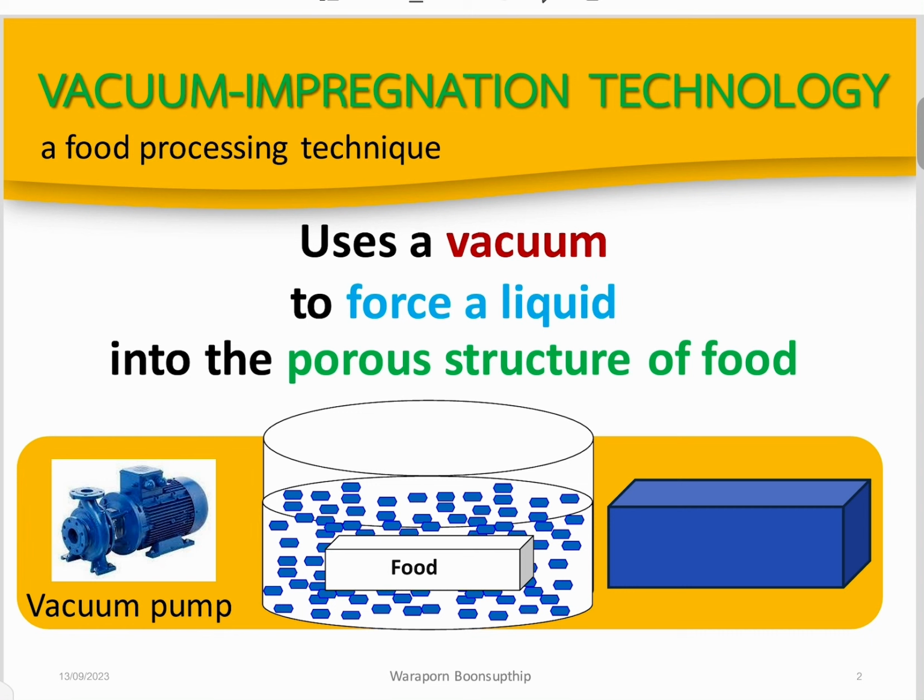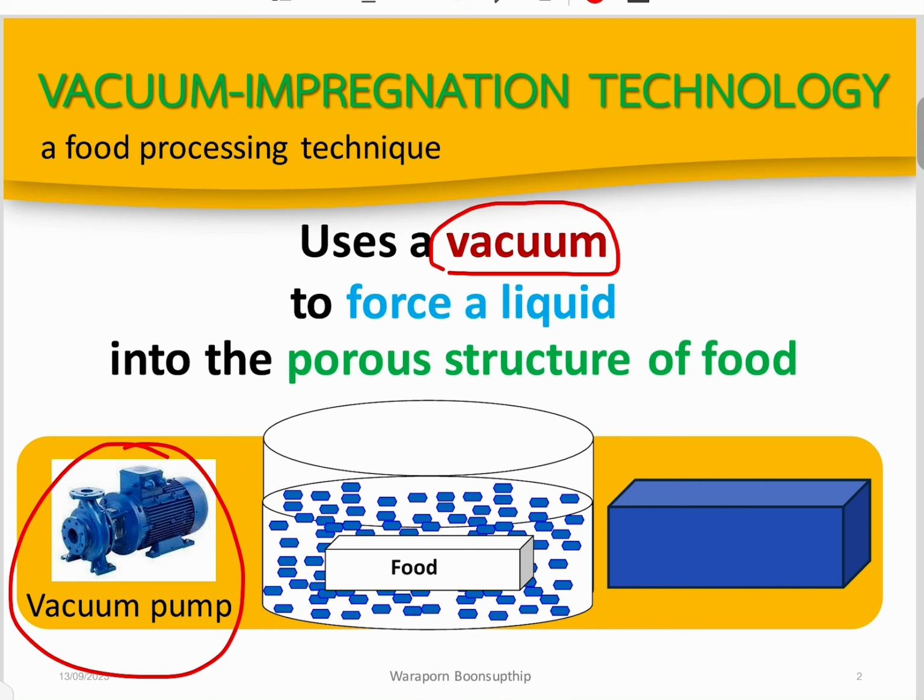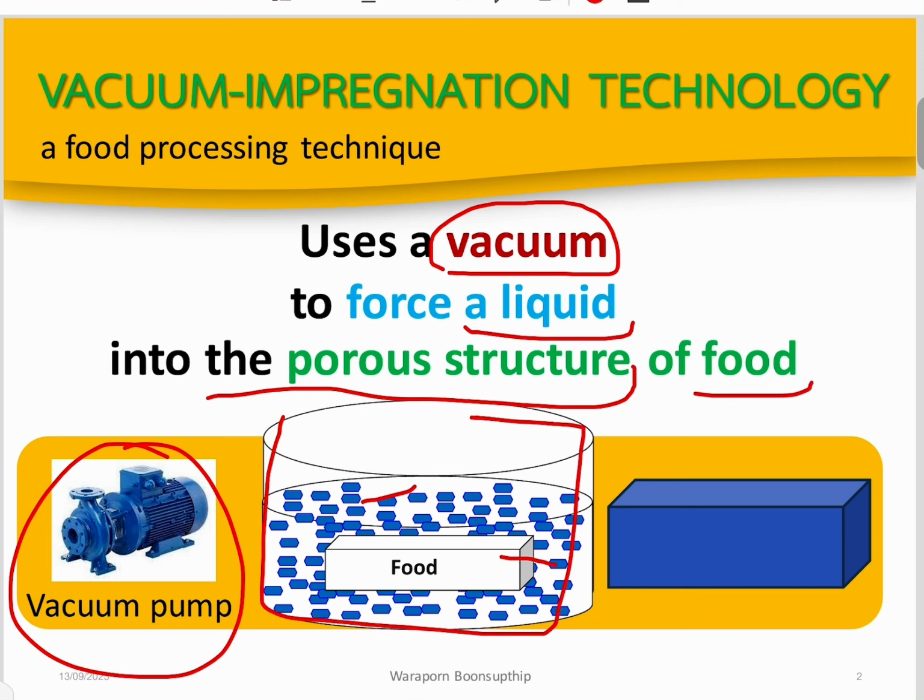First of all, I'd like to introduce you to the vacuum impregnation technology. It is a very powerful food processing technique. We use a pump to create a vacuum to force a liquid into the porous structure of food. Basically, we put solid food into the liquid in a closed chamber, and then we apply vacuum to force the liquid, for example the blue liquid, into the solid food. After this vacuum impregnation process, we can force the blue liquid into the solid matrix of the food. At the end we get a very good food product with the liquid inside the solid matrix.